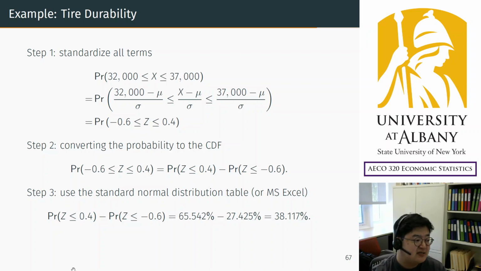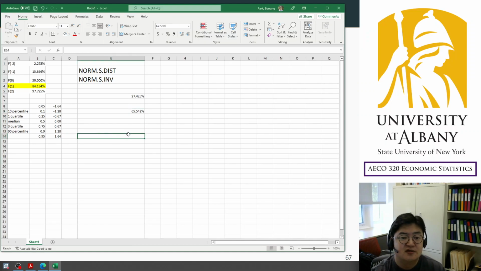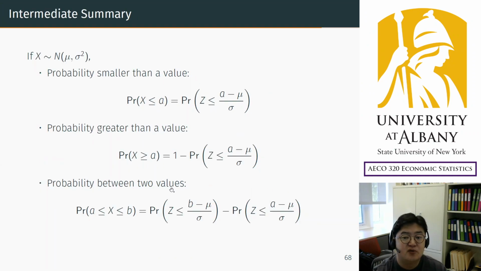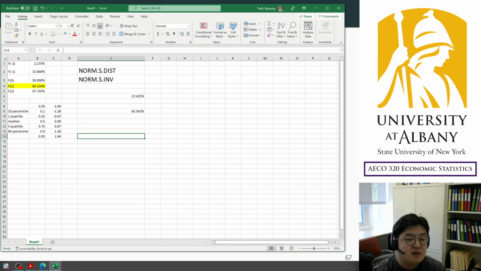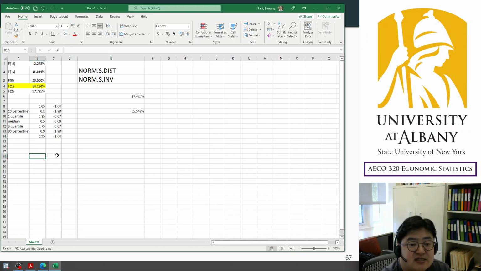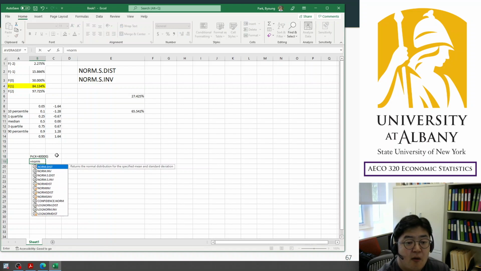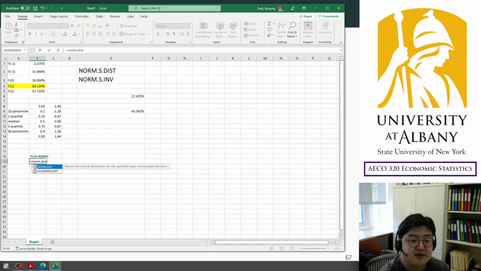So I showed you how to calculate probability by standardizing. Actually, Excel has its own formula to calculate that. For example, let's think about the probability up to 40,000 in Excel. Then what you can use is actually norm.dist. It drops the S. Now it does not have S in here.